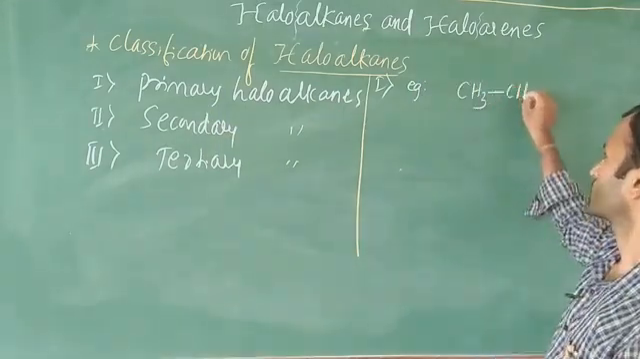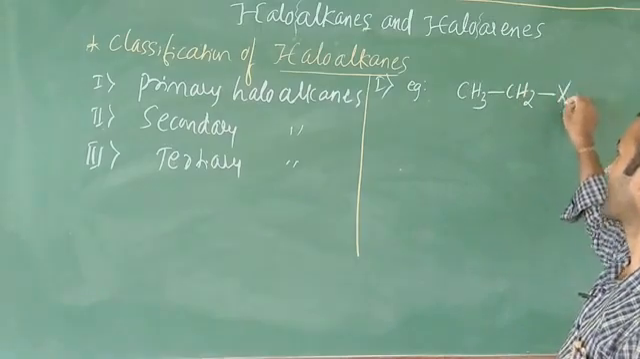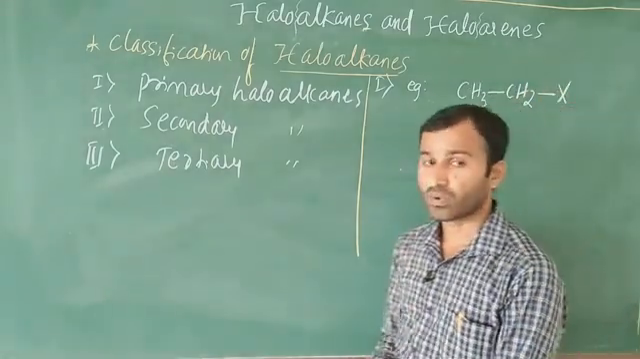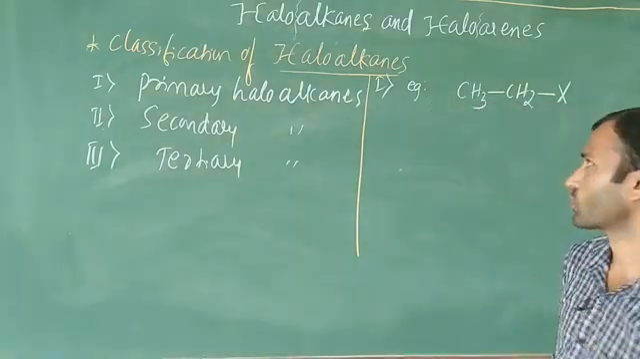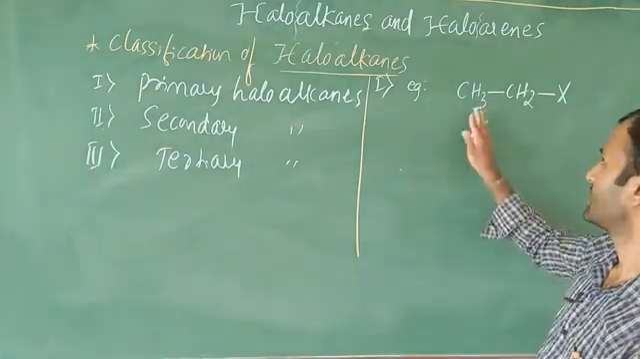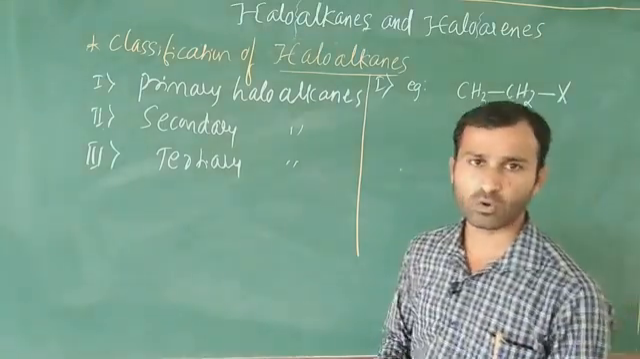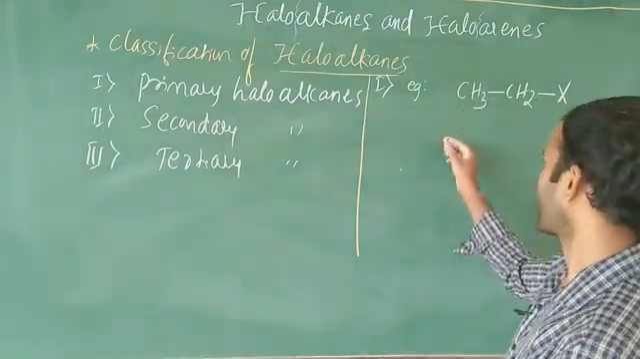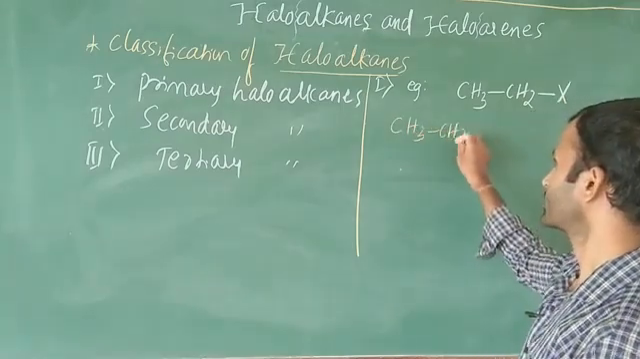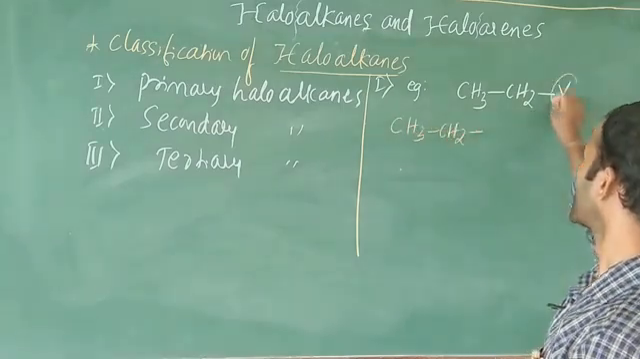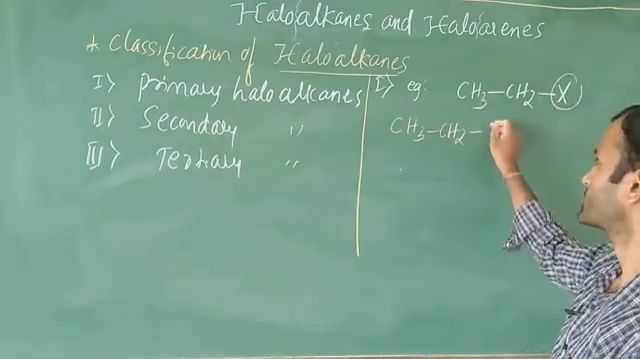Next this is CH2, and this is X. Last video I told you X means halogens: fluorine, chlorine, bromine, and iodine. This is a general example of primary haloalkanes. Just see here, a correct example: CH3, next CH2.